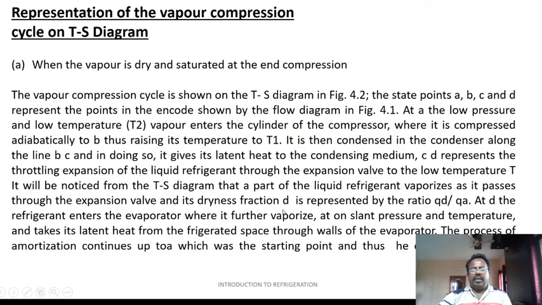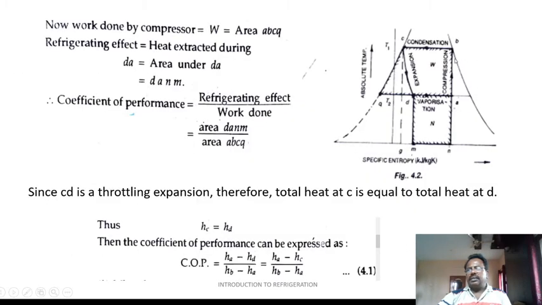It is then condensed in the condenser along the line BC, and in doing so it gives its latent heat to the condensing medium. B to C is the condensation process. Throughout this process the temperature remains the same, that is the T1 temperature.